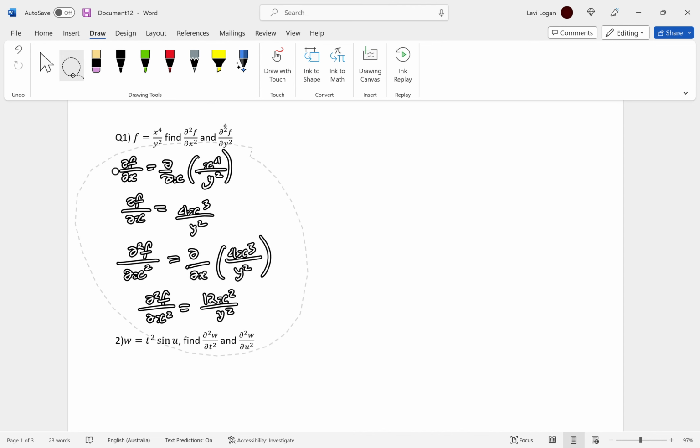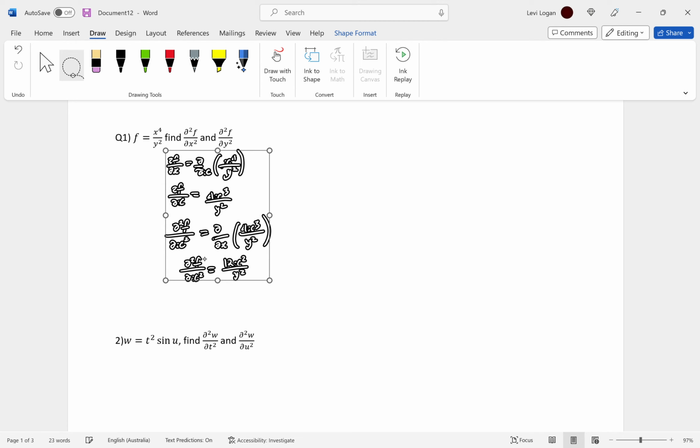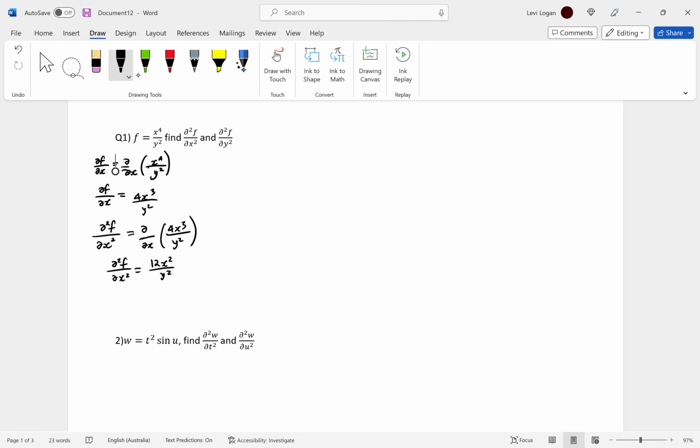Cool, let's put that in the corner. Alright, so we've done that one, let's do this one now. So differentiate the whole thing with respect to y. So then I'm going to treat x as a constant. Now I'm going to change how it looks on the brackets. So we can rewrite this whole thing here as x to the 4 multiplied by y to the negative 2 because of our index laws.